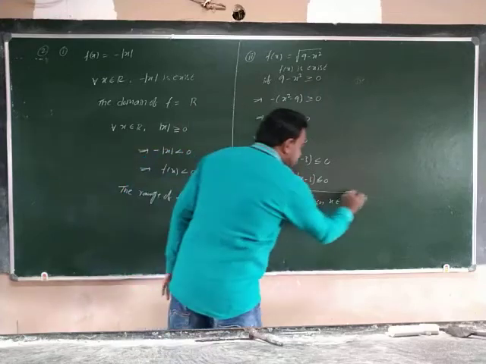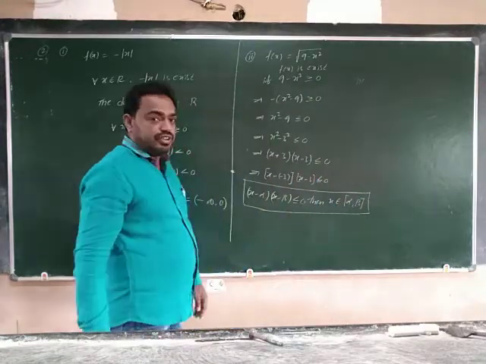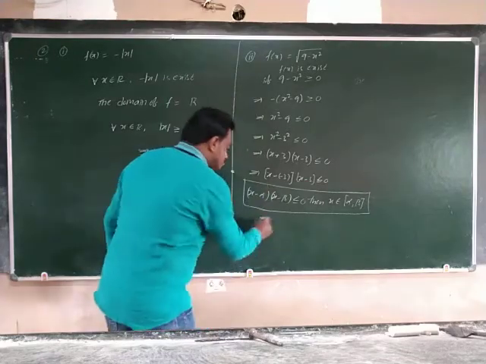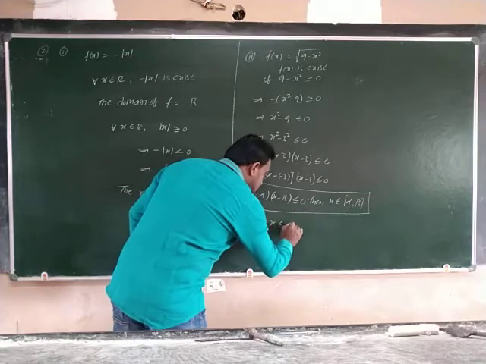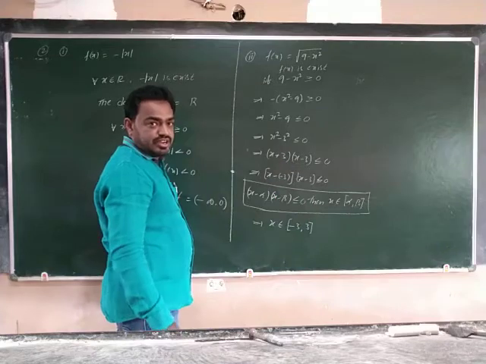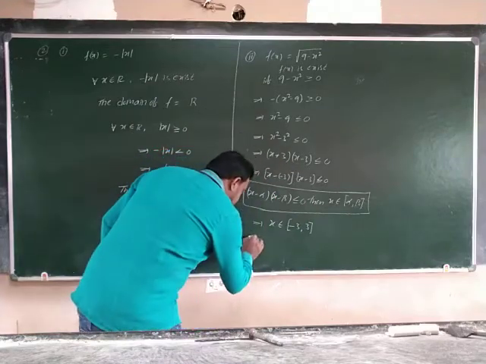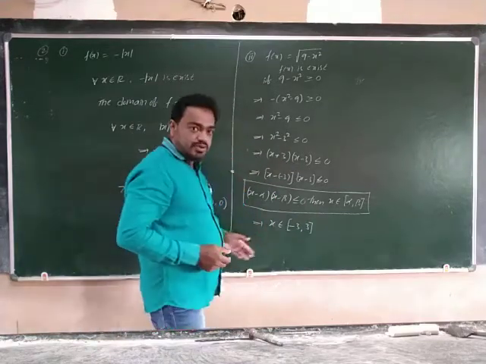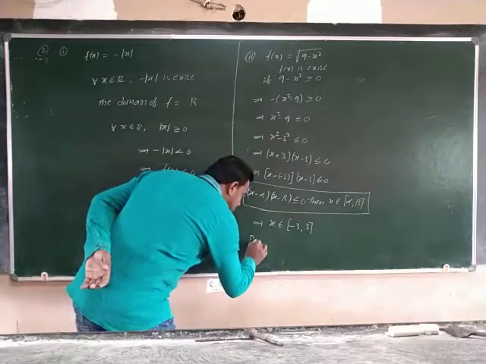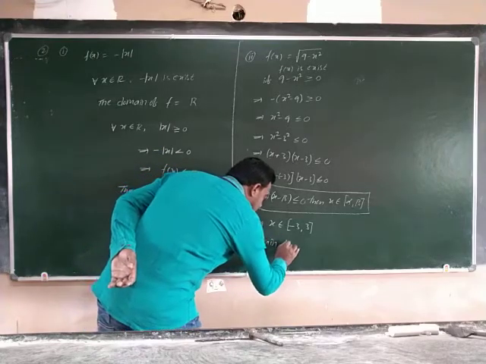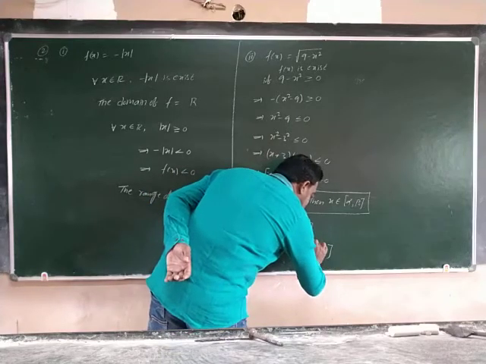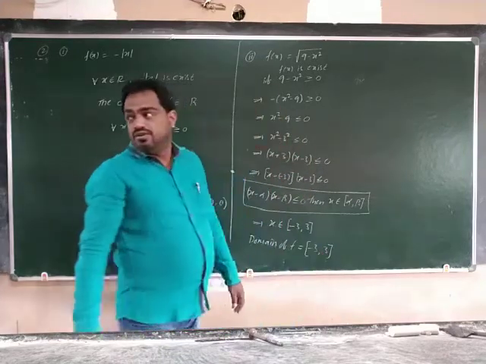Just remember this as a formula. Here alpha is equal to minus 3, beta is equal to 3. So x belongs to minus 3 to 3. It's a closed interval. Right? Now what are the x values? X values are input values. Input values are called what? Domain. So domain of f is equal to the closed interval of minus 3 comma 3.